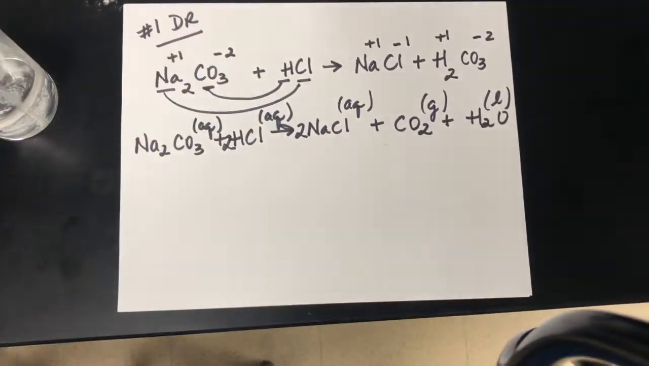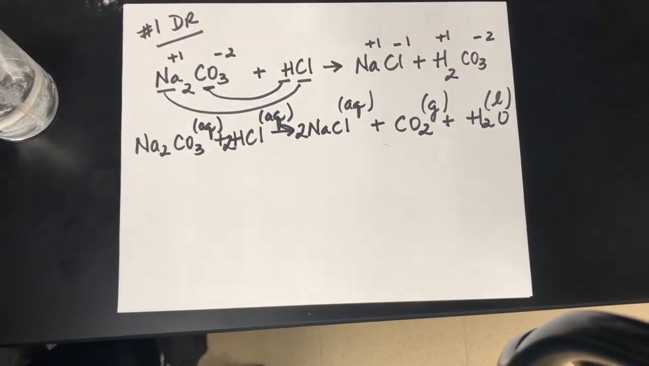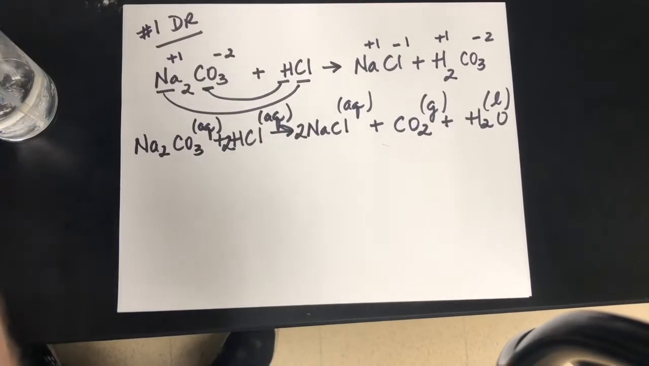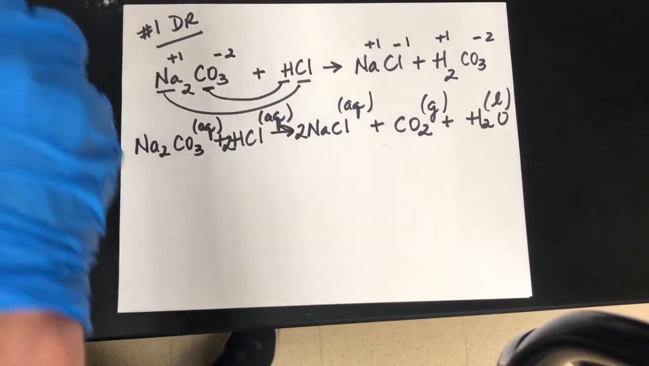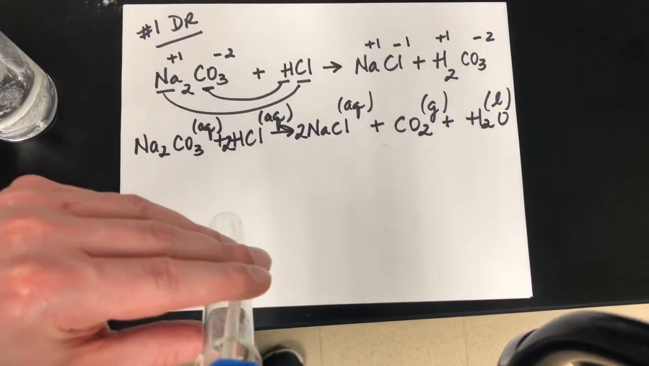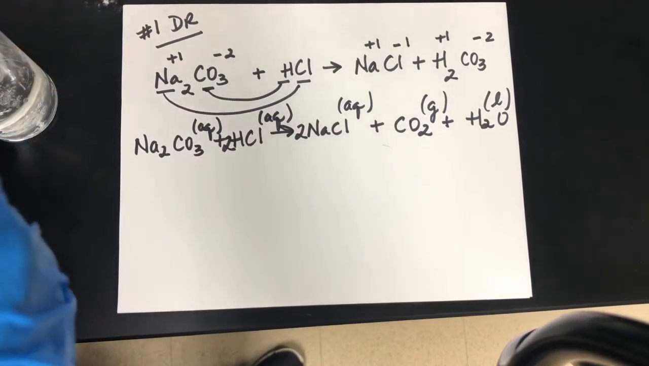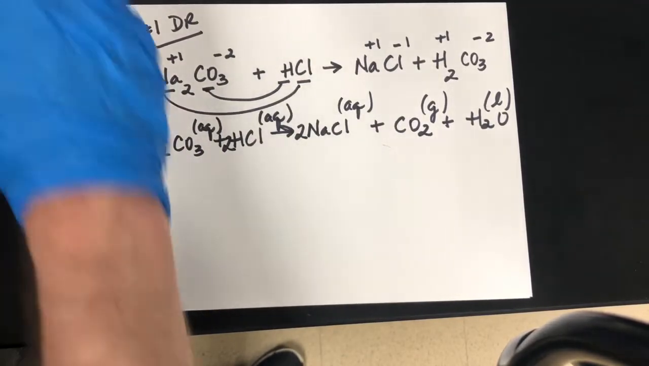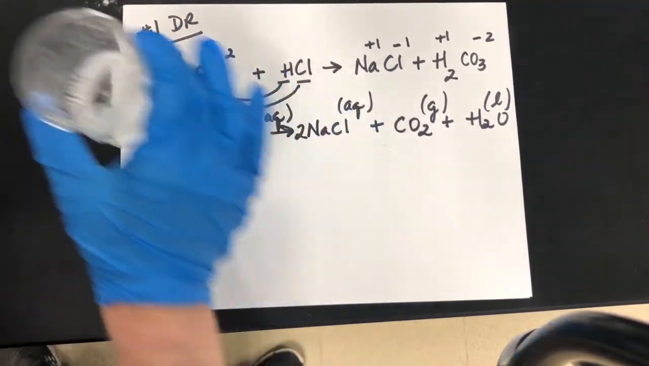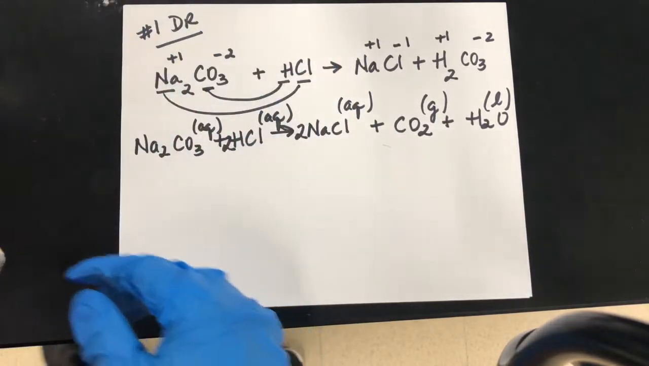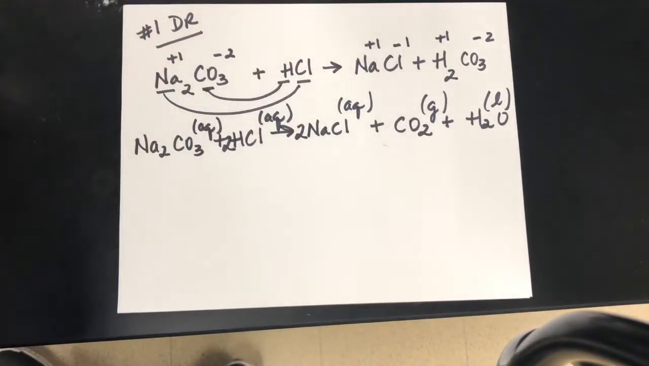Okay, so what we're going to do for double replacement reaction number 1, we're going to take a healthy squirt of sodium carbonate. Okay, it looks like this is a clear solution. Okay, and it says to add 10 drops of concentrated hydrochloric acid. Okay, so we should see some sort of bubbles going on.